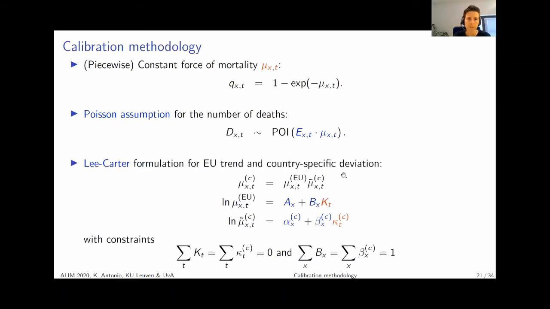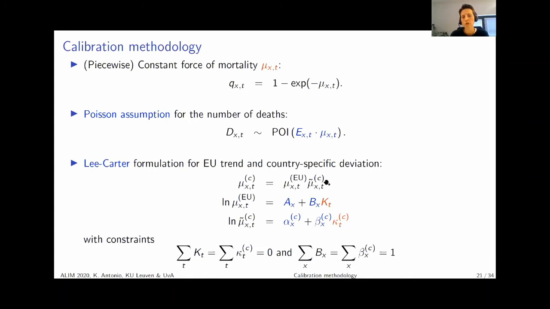So what is now a little bit peculiar is that, of course, I want to calibrate these two parts in my model. I want to work with the Lee-Carter specification at the European level, and that's what I denote here with the EU. So this is my common mortality specification, right? That's the European model that is using the parameters Ax, Bx, and Kt in capitals.